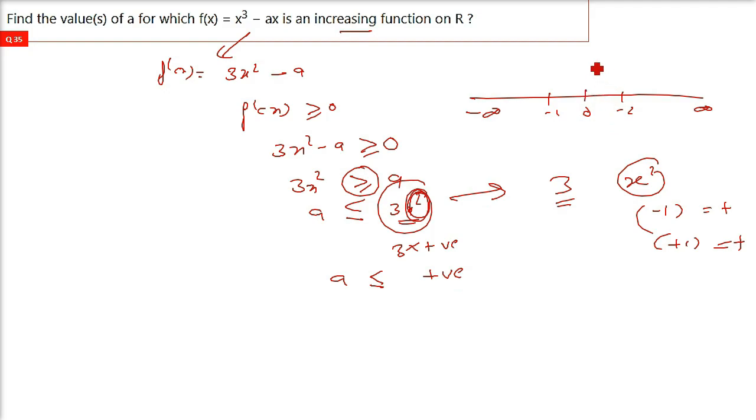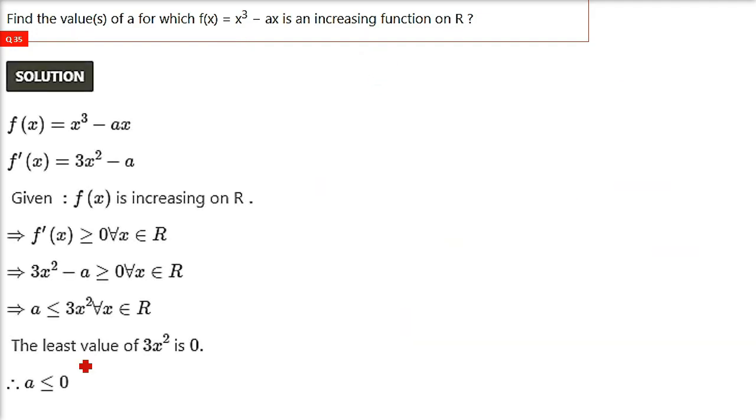I'm saying that we are talking about real numbers. Then we square the real number. A real number squared is non-negative, from 0 to infinity, any number can be there. So what is the lowest number possible in x square, which is 0. So I use the lowest number in x square, which is 0. So 3 into 0 is 0. So a should be less than or equal to 0. This is the whole logic. This function will be increasing in this case, a less than or equal to 0. So this is how we are going to write it.